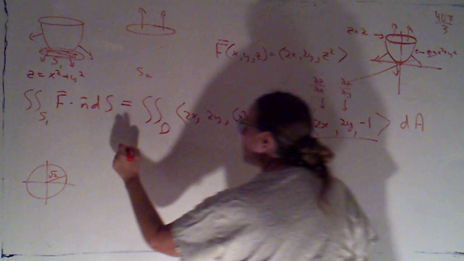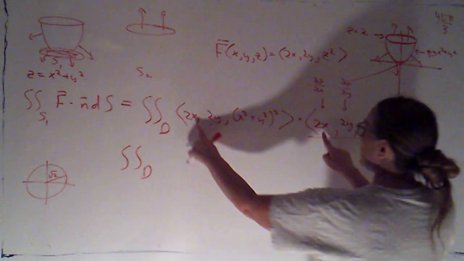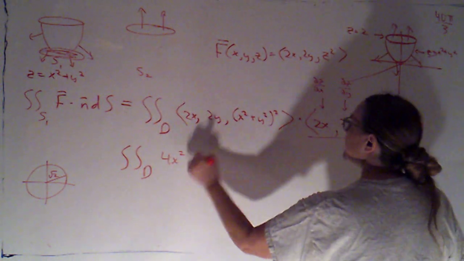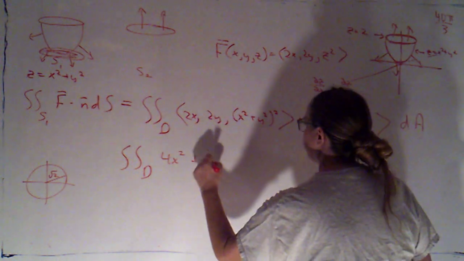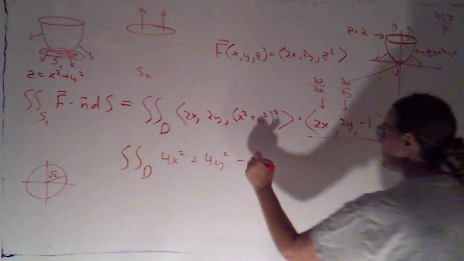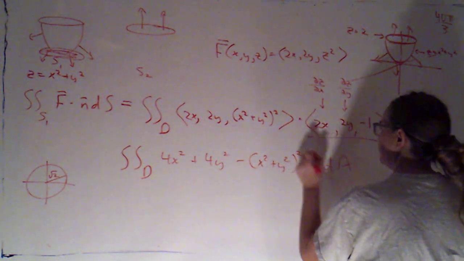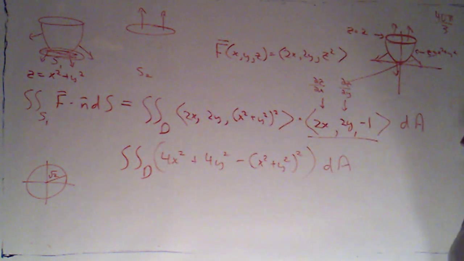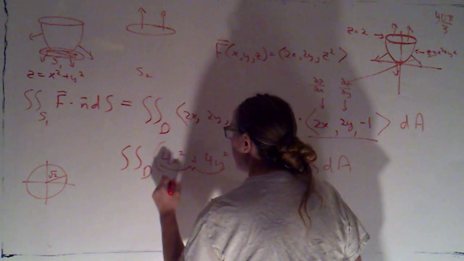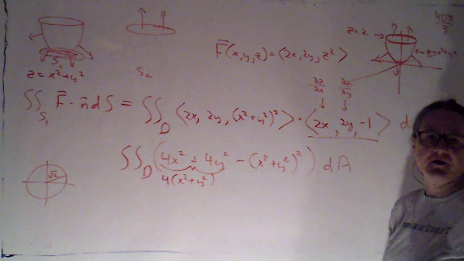Okay, so I'm going to just work out what this dot product is, and then we'll go ahead and switch to polar. So I'm going to get 2x times 2x, that's 4x squared, plus 2y times 2y, that's 4y squared, minus (x squared plus y squared) squared. And now if I switch to polar, notice this is just 4 times (x squared plus y squared), so that's going to become 4r squared.